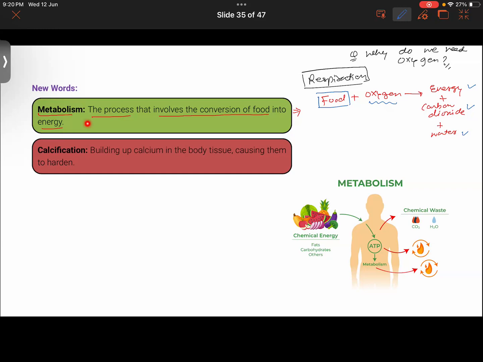So metabolism, moments ago we talked about metabolism. It's the process that involves the conversion of food into energy. So this is what metabolism is: conversion of the food finally into energy.